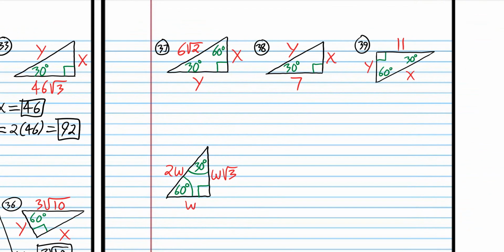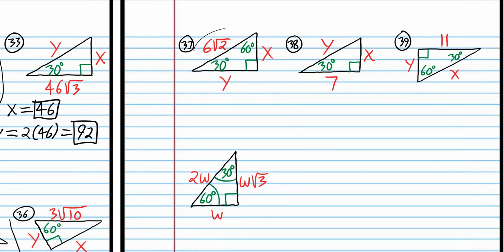All right, so it's time for you to try a problem like that. I'm going to give you a slightly easier problem. We're given the hypotenuse. Now remember, to find the side opposite 30 degrees, you just take the hypotenuse and divide by 2. So try number 37, and when you come back, we'll do it together.